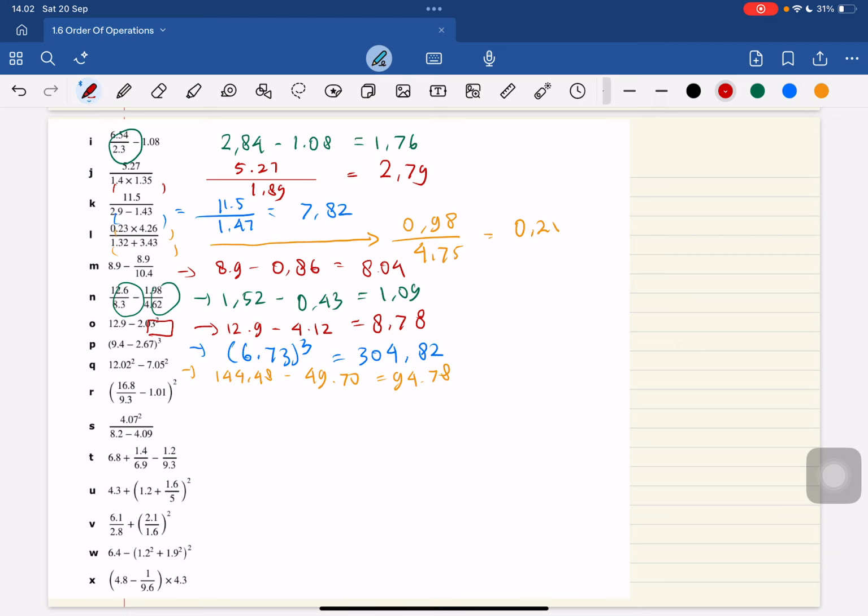Okay, bracket before indices. So let's finish it inside the bracket. In the bracket there is division and subtraction. So starting with the division, it's going to be 16.8 divided by 9.3, which is 1.8. Minus 1.01 and then square it. So 1.8 minus 1.01 will give us the answer 0.79, and we make it square will give us the answer of 0.62.